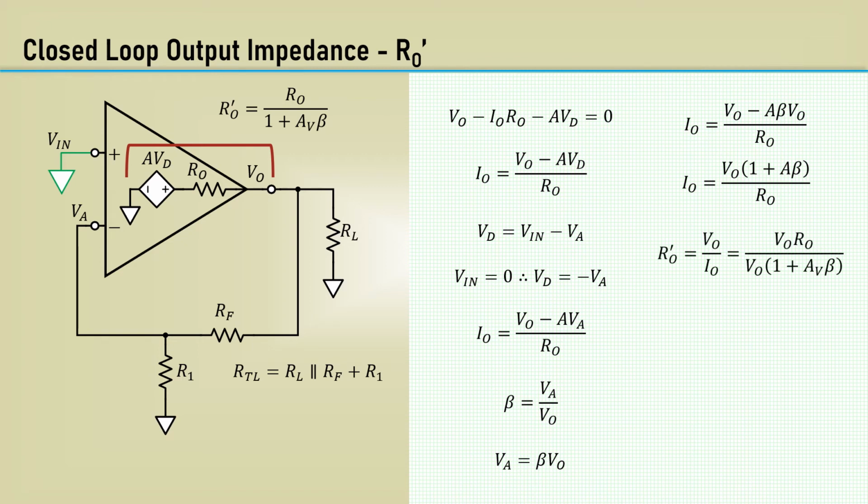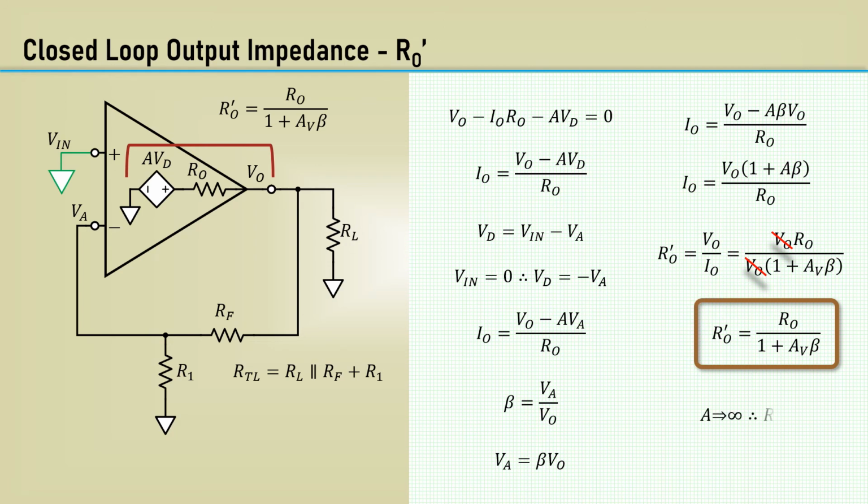We then write RO prime as Vo over Io. The Vos cancel, and we get the expression for the closed loop output impedance. It's apparent to see as gain A tends toward infinity, the closed-loop output impedance goes to 0. But in the real world, it's not always the case.